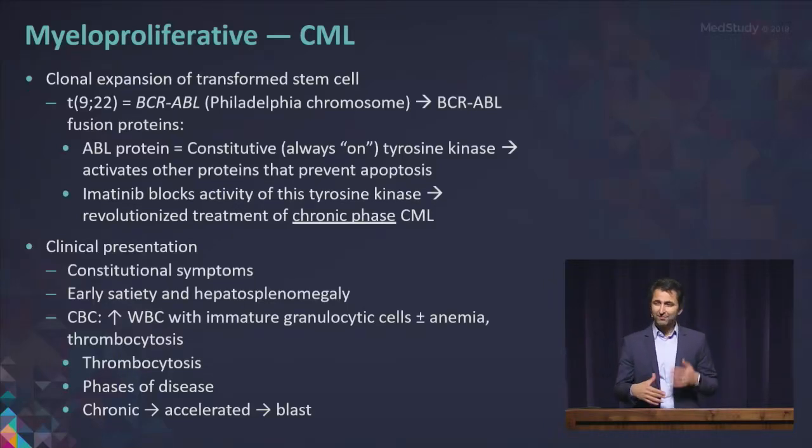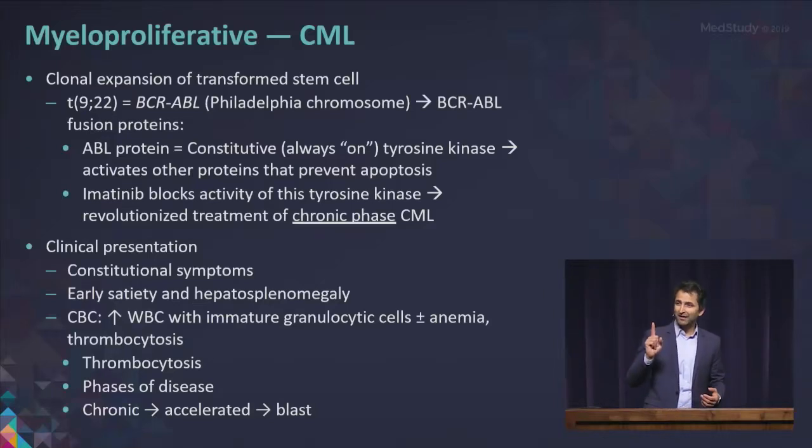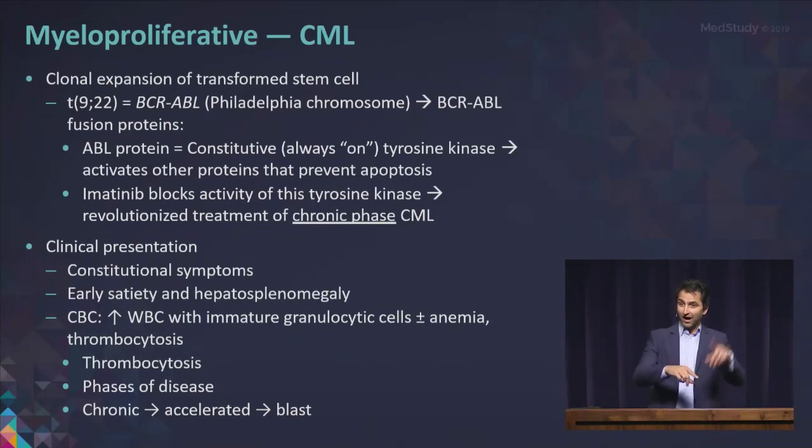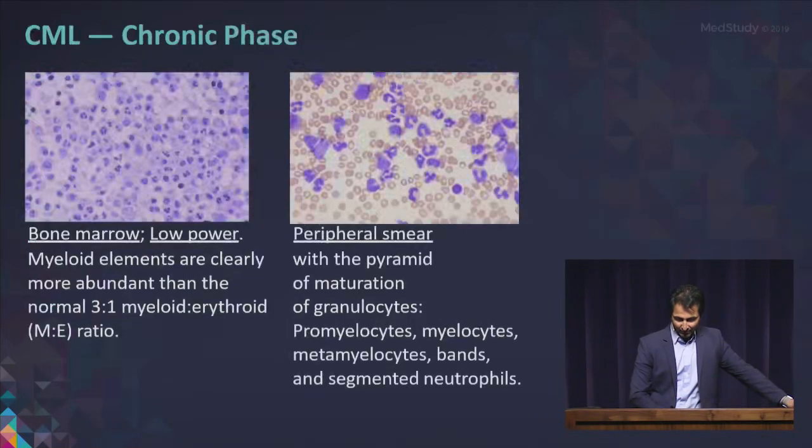So these patients will have some constitutional symptoms, some hepatosplenomegaly. They'll have a high white count, but the key here is they'll have a high white count and a little bit of everything, like we just saw. So you'll see promyelocytes, myelocytes, metamyelocytes, maybe a few blasts, eosinophils, basophils. When you see that sort of smattering of everything in a high white count, think of CML. And they can have an elevated platelet count as we saw in our case.